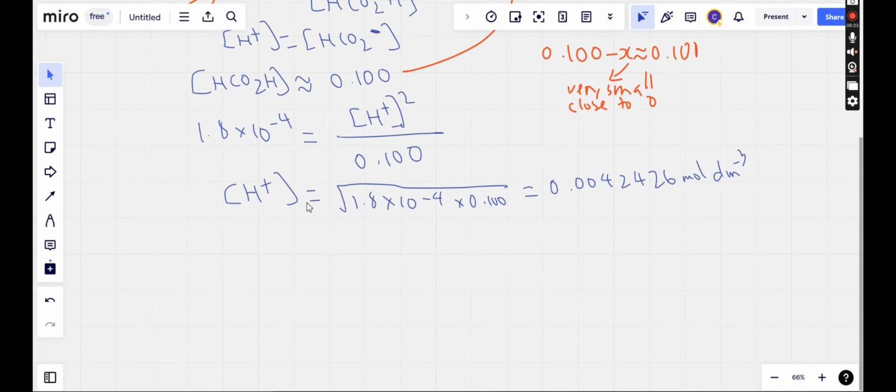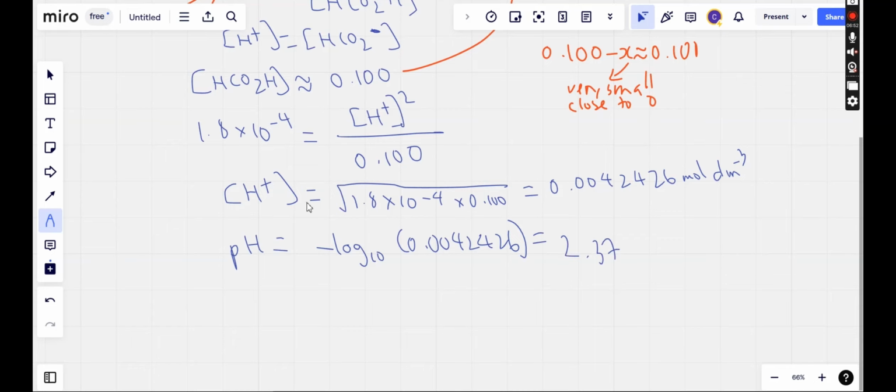And then here you guys do your pH calculation. So pH is equal to negative log 10 of 0.00424426, which is equal to 2.37. Okay, so this is the initial pH. From now on, I will be writing log 10 as Lg, okay? So the initial pH is 2.37.